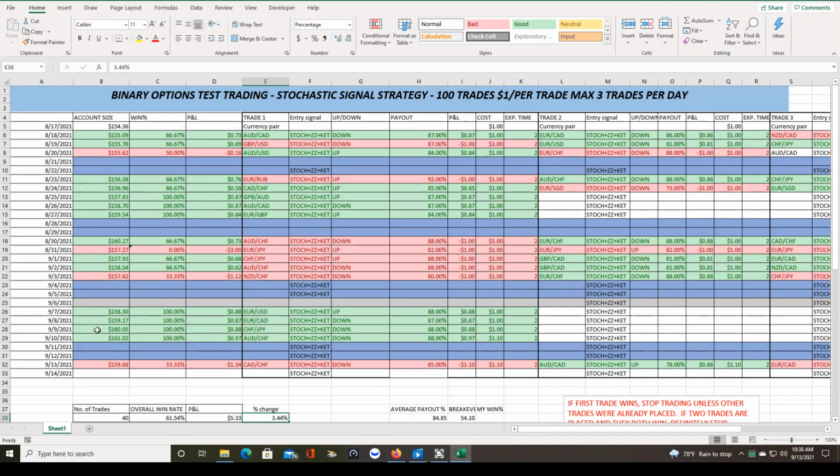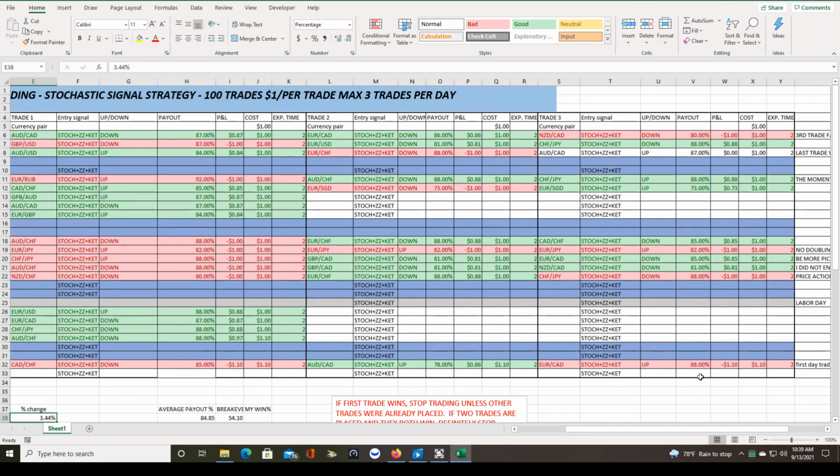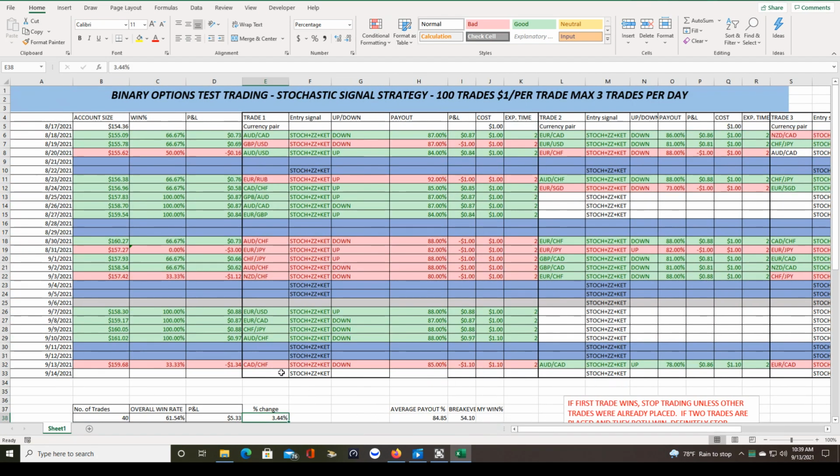That's what happened 4 days out of the week, or last week, because Monday was a holiday. And even though you could still trade binary options on off days and holidays, I don't do that because I just don't trust the price action on those days. So those are the 3 trades that I took. And we're down $1.34 for the day, which is unfortunate.